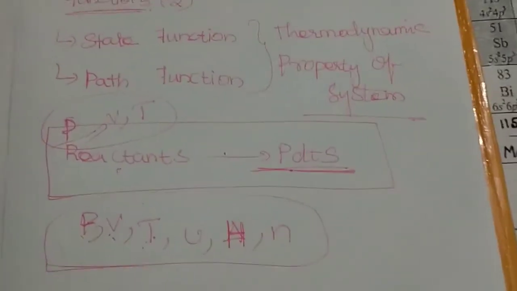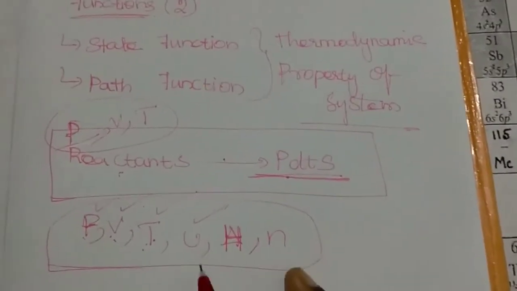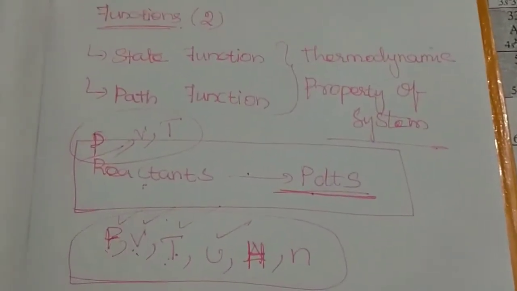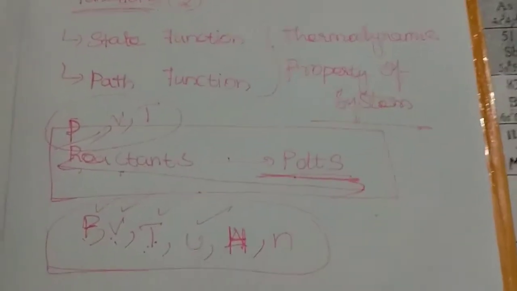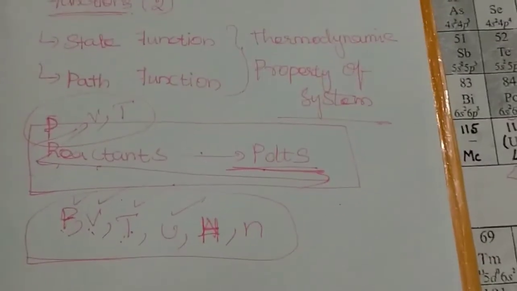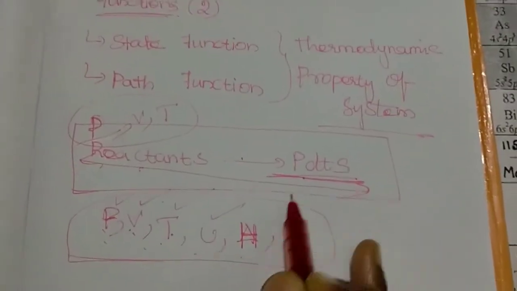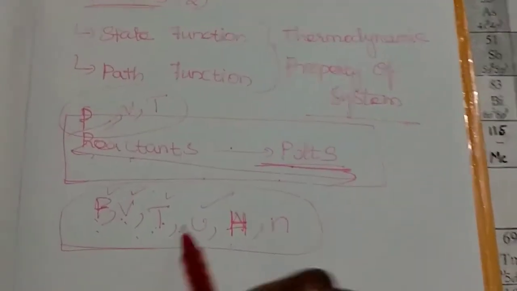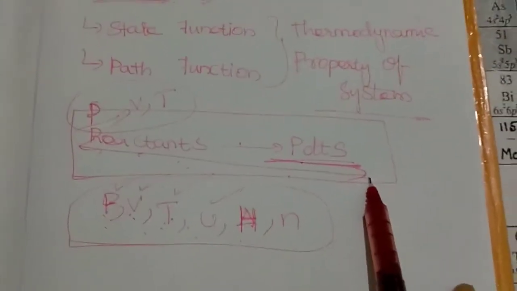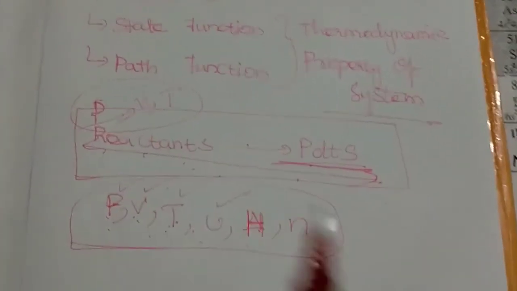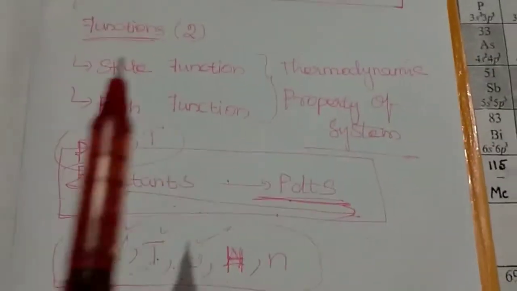So variables like pressure, volume and temperature, and also internal energy, do not depend upon the path of the full reaction. This type of variable is generally known as a state function. So what are state functions? The variables used in a thermodynamic process that do not depend upon the path of the thermodynamic reaction are known as state functions.